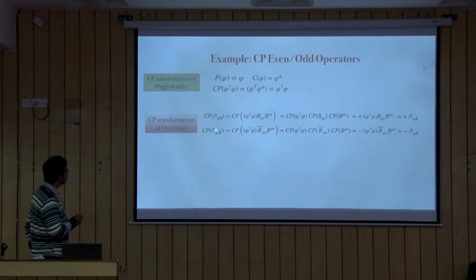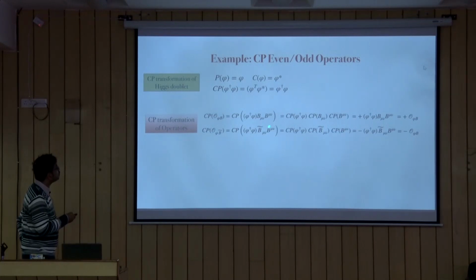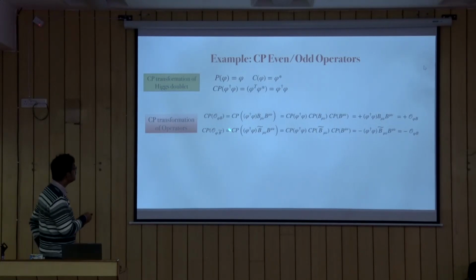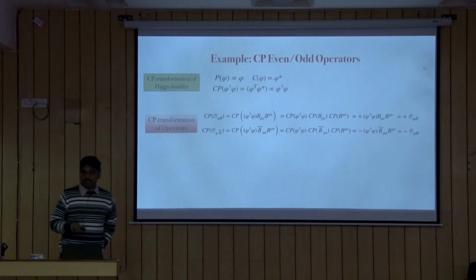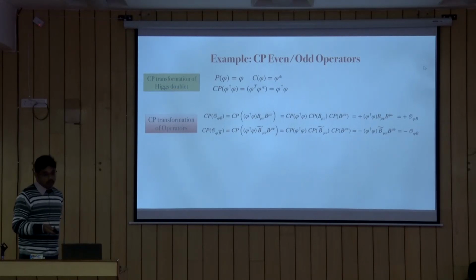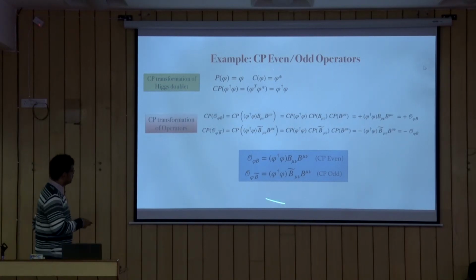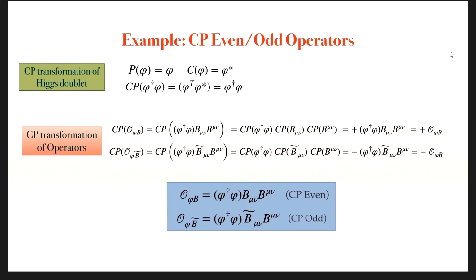What happens on O phi B tilde? Now the point is this operator consists of one field strength tensor and one dual field strength tensor. So the CP transformation will have a sign here, no sign here, no sign here. So there will be a negative sign overall. Therefore these operators will be CP odd, like those which involve B mu nu tilde. So this is the conclusion: this kind of operators are CP odd operators.